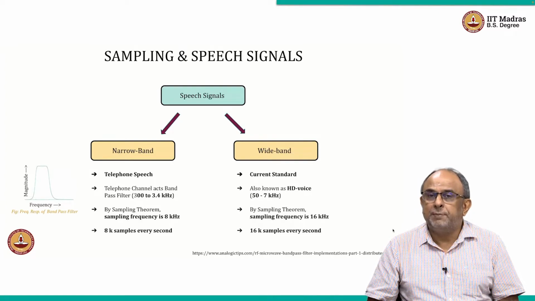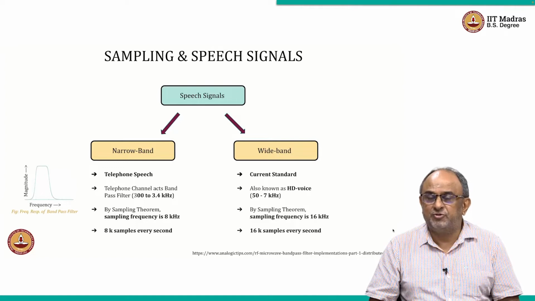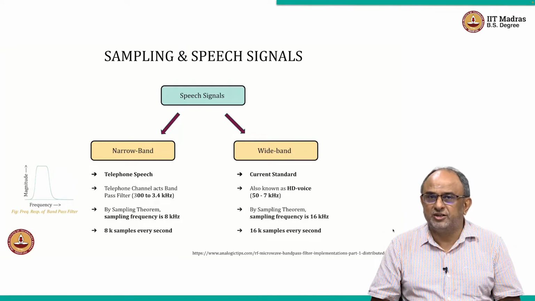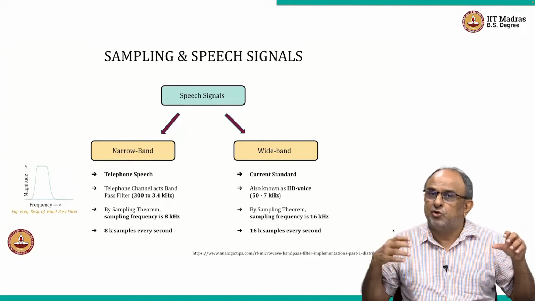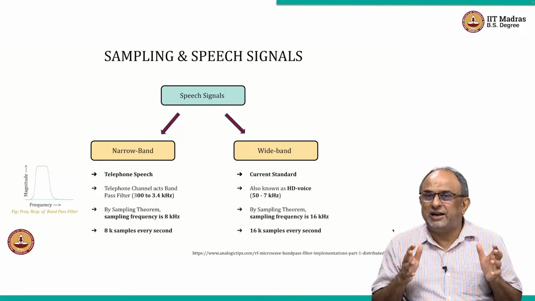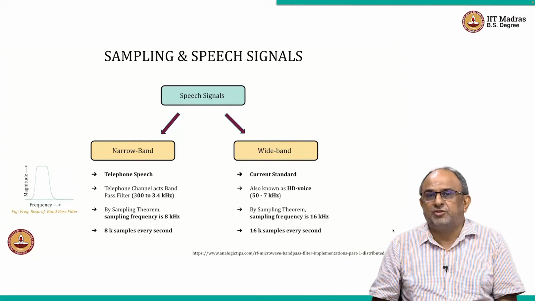Okay, but when I pass it through a telephone channel, even though my original signal had frequencies up to about 7500, 7800 hertz, the telephone channel itself cannot handle frequencies beyond 3600 hertz. Beyond that it cuts off all frequencies. So now you have the telephone channel acting like a filter. It does not allow frequencies beyond 3600 hertz.